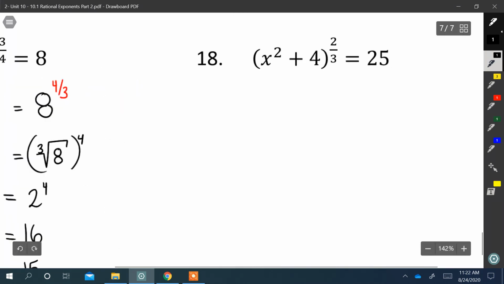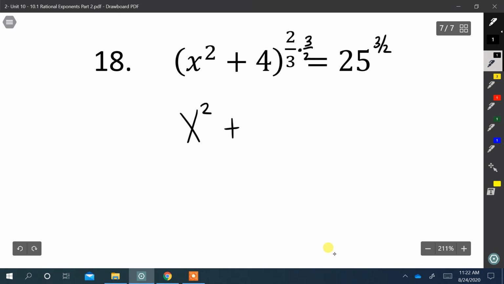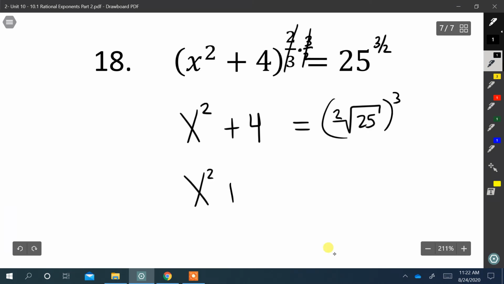Alright, let's do number 18 here. You want to multiply this times 3 over 2, and then 3 over 2 there. We will have x squared plus 4 be by itself, because this and this cancels, which is what I want. We have the cube root of 25 to the third power. We're going to simplify that. Okay, the square root of 25 is 5, and then 5 to the third is 125.